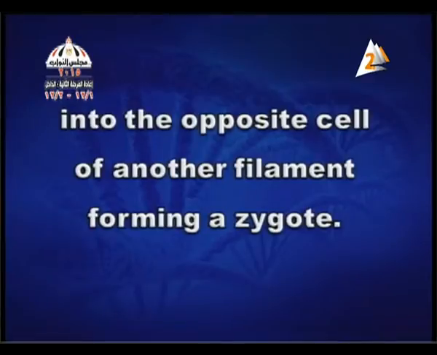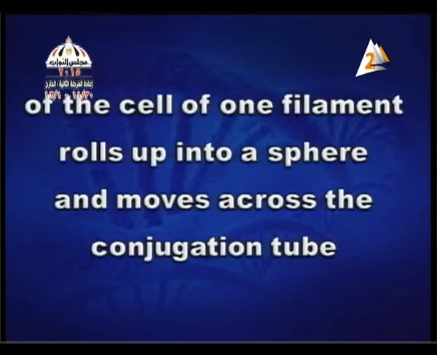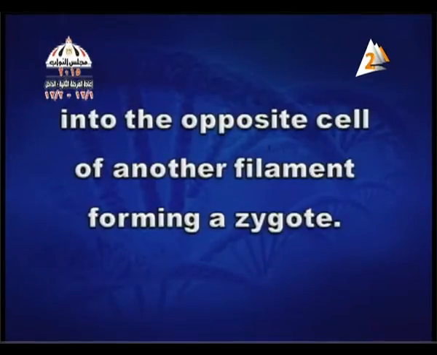Once again, the conjugation tube of Spirogyra is important because through it the protoplasm of a cell of one filament rolls up into a sphere and moves across the conjugation tube into the opposite cell of another filament, forming a zygote. So the conjugation tube transfers protoplasm of one cell of a Spirogyra filament to the adjacent cell of another Spirogyra filament.